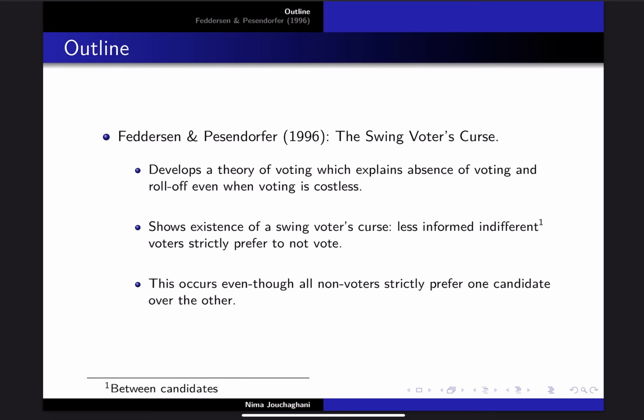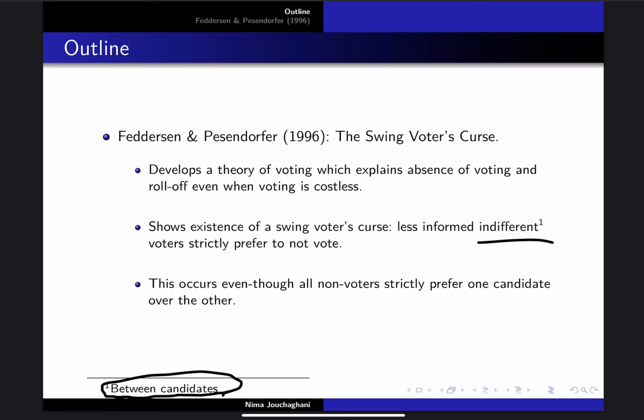What the paper does is that it shows the existence of a so-called swing voter's curse. So a swing voter's curse relates to a situation where less informed indifferent voters strictly prefer not to vote. So they do not vote because they are less informed than other individuals in the society. And indifferent here relates to indifference between candidates who are available in the model. And surprisingly, this occurs even though all the non-voters, also the voters in the model who stay absent, strictly prefer one candidate over the other.